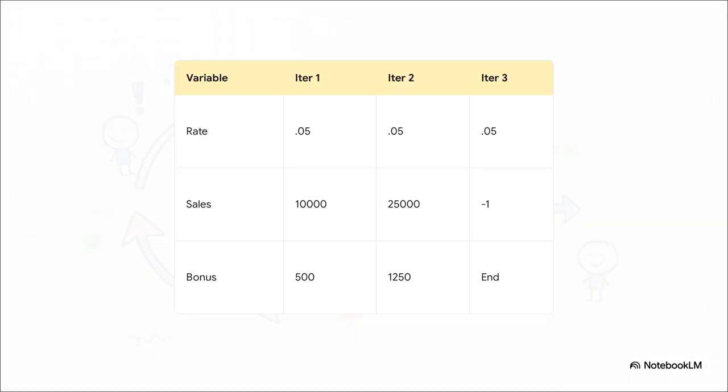Now, how do we know our math is actually working while the loop runs? Programmers use a technique called desk checking. Basically, you just manually track how the variable values change, iteration by iteration, in a simple little table. Notice how iteration 1 brings in 10,000 in sales, giving us a 500 bonus. Iteration 2 updates the sales to 25,000, yielding a 1250 bonus, and then iteration 3 brings in a -1. That's our sentinel value. The loop condition evaluates to false, and the program safely ends.